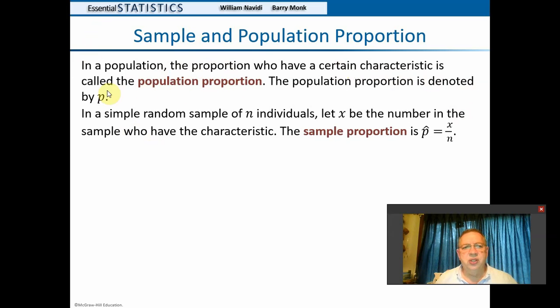The population proportion is denoted by P. Sometimes this is also pi, the Greek letter, used as the symbol. In a simple random sample of n individuals, let X be the number in the sample who have the characteristic: the number that like yellow, the number who like blue, the number who prefer Ford. The number out of the sample size is what we call the sample proportion. I'm going to use the symbol P hat for the sample proportion. The population proportion is the big P.